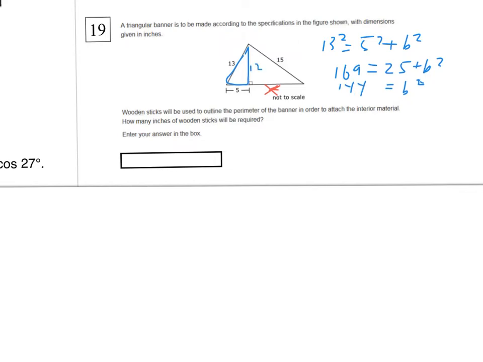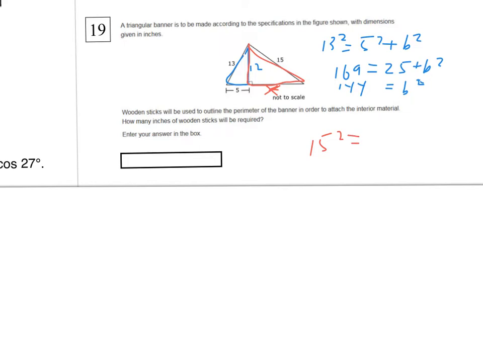Some of you may have recognized that as the 5, 12, 13 right triangle. If you did, that's fine. If not, you can always use Pythagorean theorem. Now I'll kind of move over to the right-hand side, although that side is still 12. Now I know that 15 squared plus 12 squared equals x squared. Wait, that's not right.